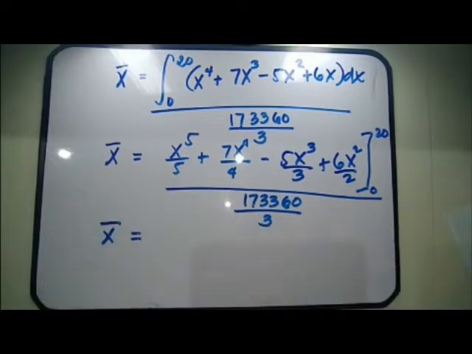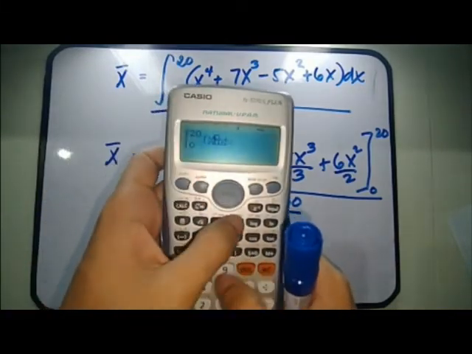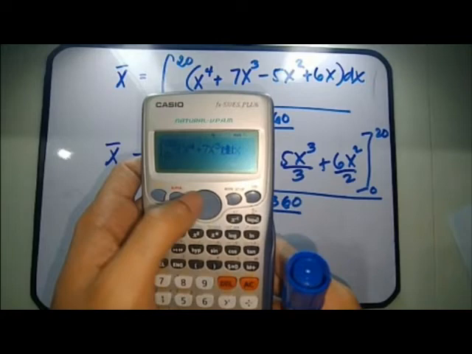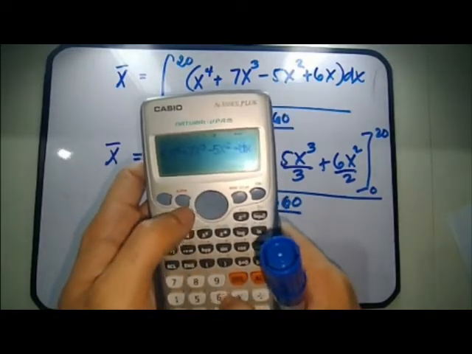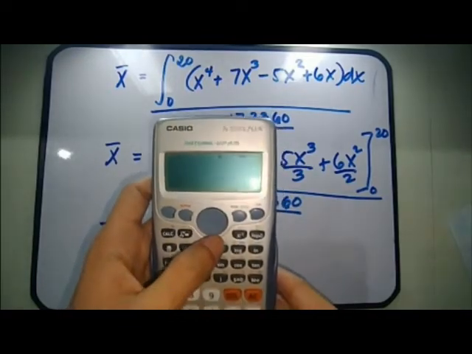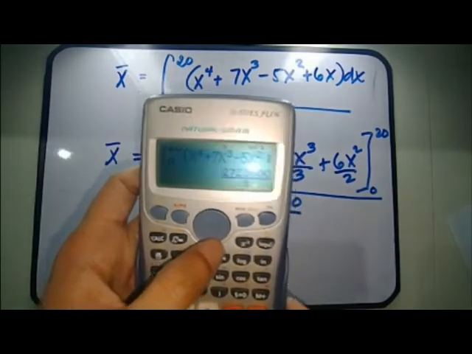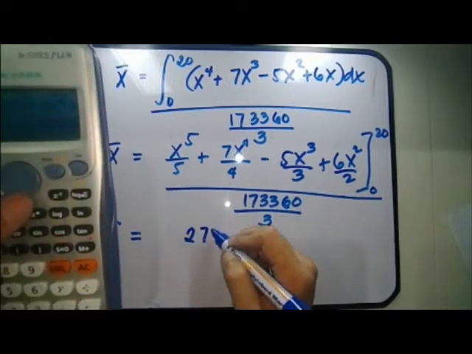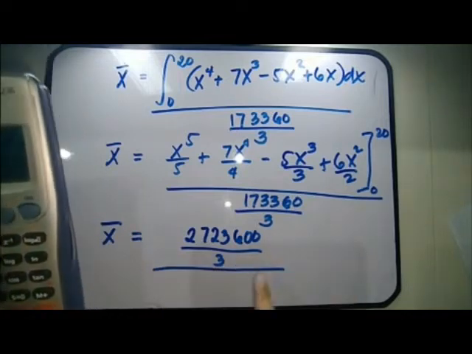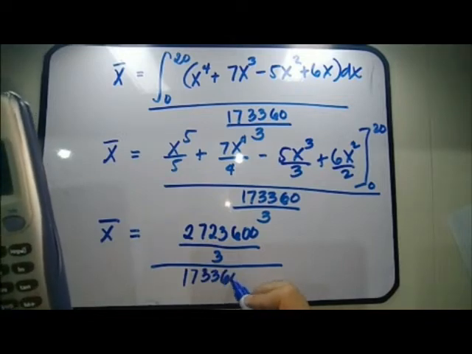So ito na yung answer natin. So integrate na lang natin siya directly. So in the board exam guys, no need to solve this using the manual method. So input lang natin yung integral. Actually, pwede mo na siyang i-input directly to your calculator as long as ready na lahat yung mga parameters natin. So you have here 2,723,600 all over 3, all over 173360 all over 3. I-simplify lang natin. That is the final answer.